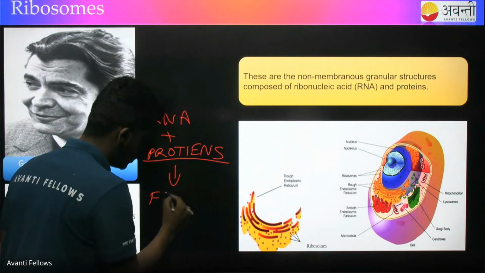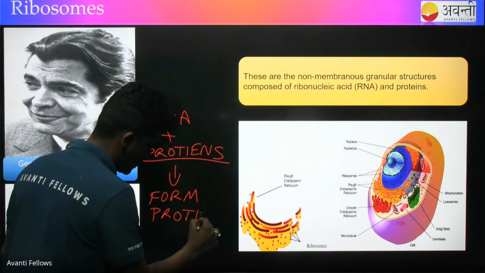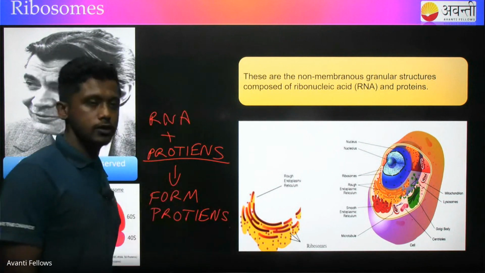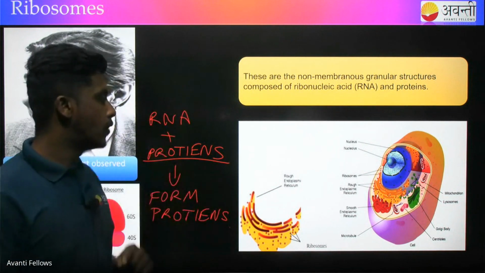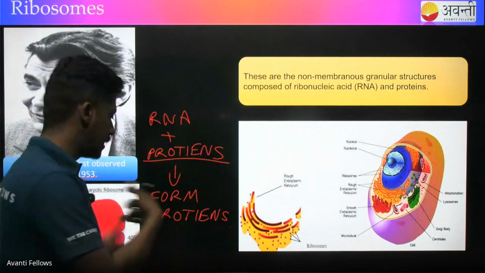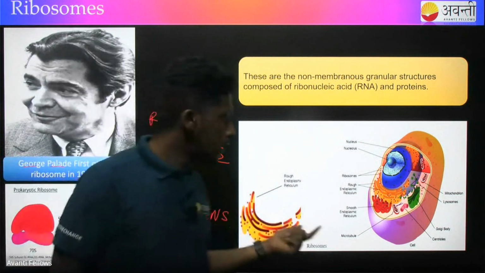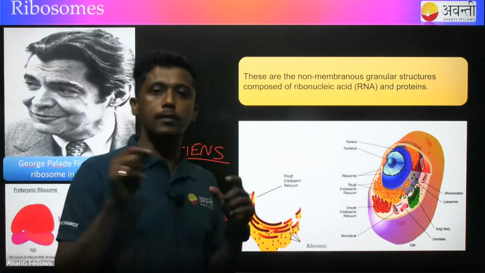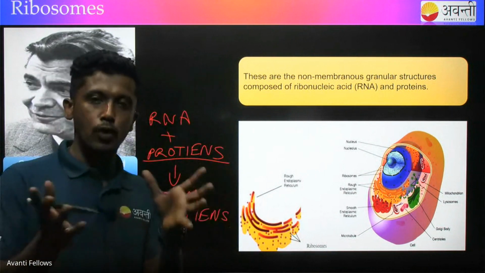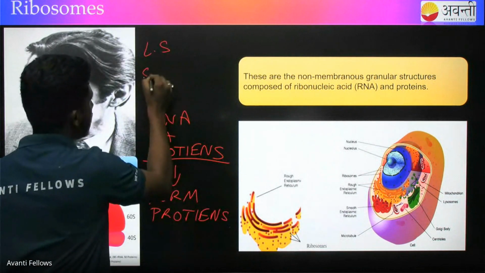What do they do? They form proteins. Who forms proteins? Ribosomes form proteins. So they work with the endoplasmic reticulum and they prepare proteins. Now, how do they do that? When you see the structure of the ribosome, you can see that the ribosome can be divided into two important subunits. We call them the larger subunit and the smaller subunit.